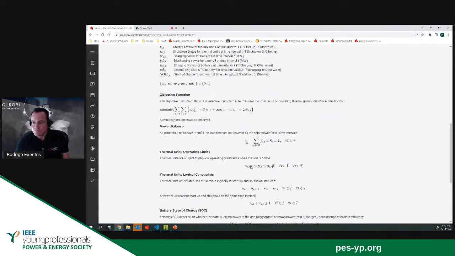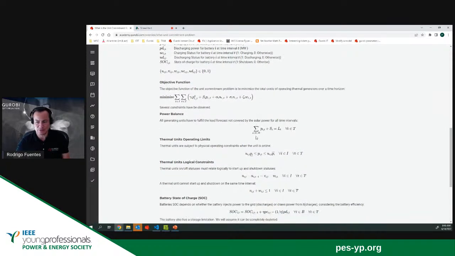We want to fulfill here the load forecast, LT, and the load forecast is going to be fulfilled by the solar power that we have available, but it's not enough. We have some solar, but not enough to complete the full load forecast. And for that, we're going to complement the solar forecast energy we have with the energy from our units. And our units are going to be both the thermal and batteries. That's the union you see here in the summation. We're going to do this for every time interval.